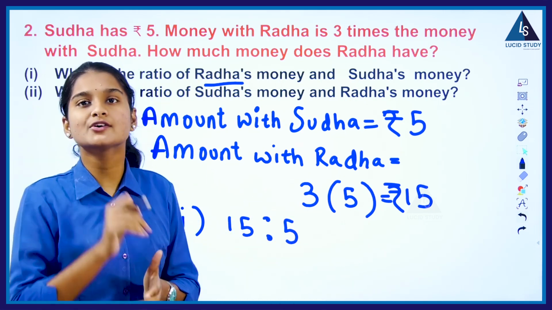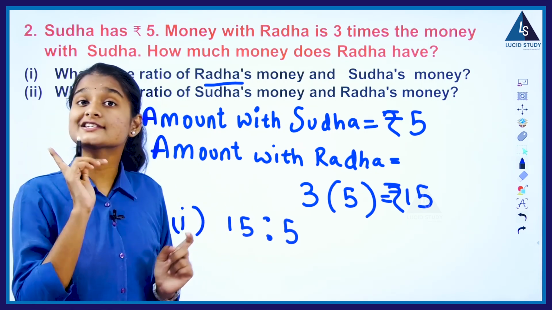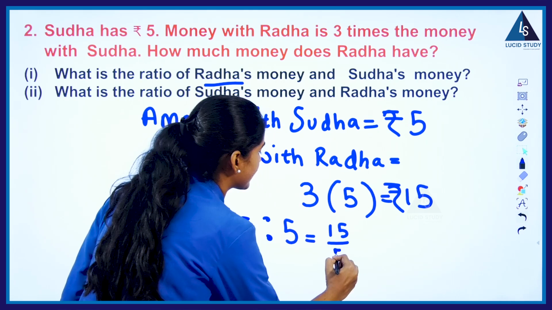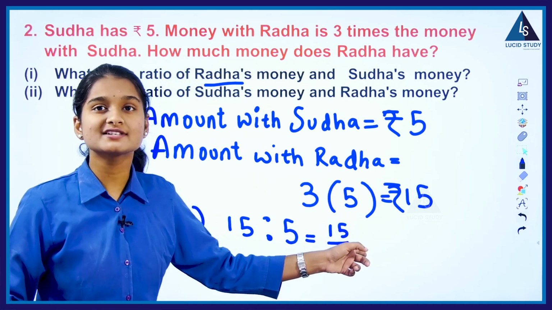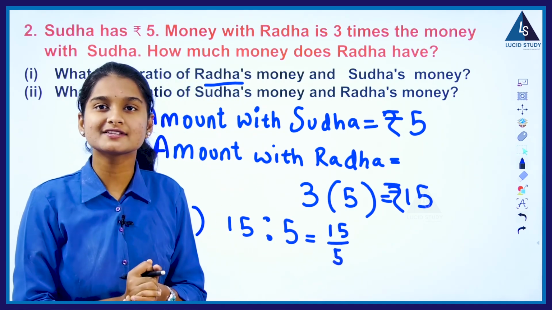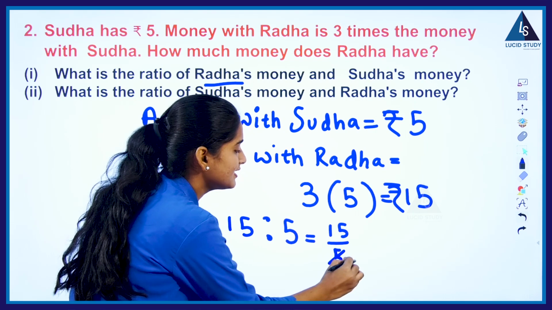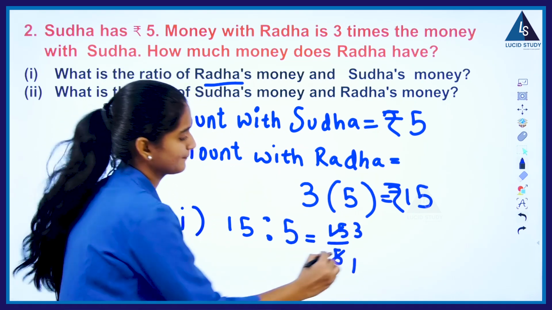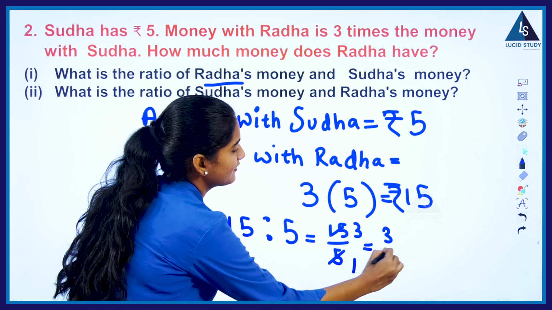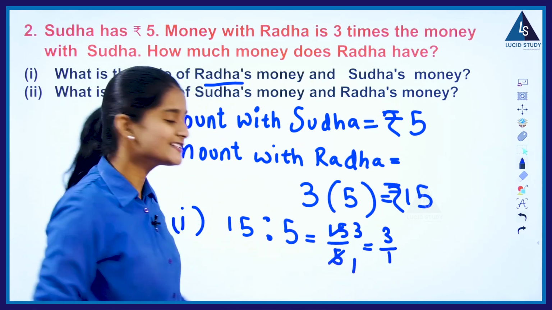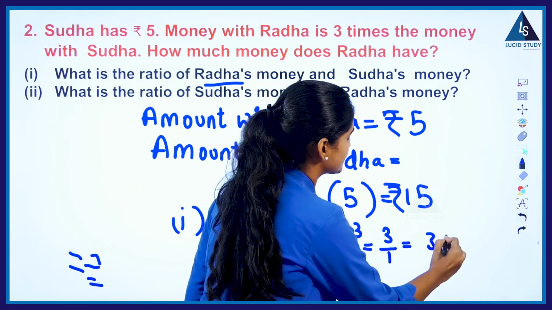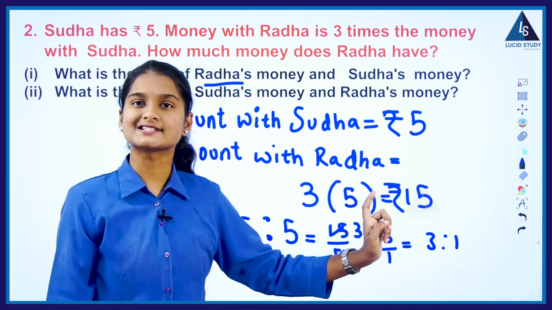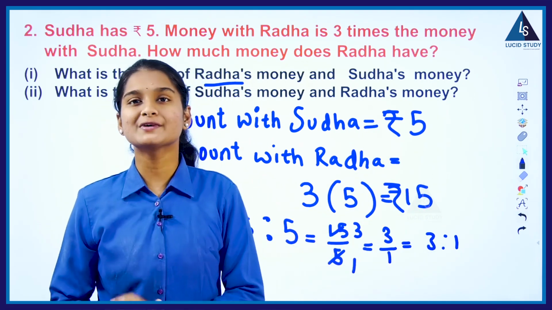Reduce this to the lowest term now. 15 is to 5 is nothing but 15 by 5, because ratios can be written as a fraction. And 5 times 1 is 5, 5 times 3 is 15. We get 3 by 1. 3 by 1 is nothing but 3 is to 1. Therefore, ratio of Radha's money and Sudha's money is 3 is to 1.